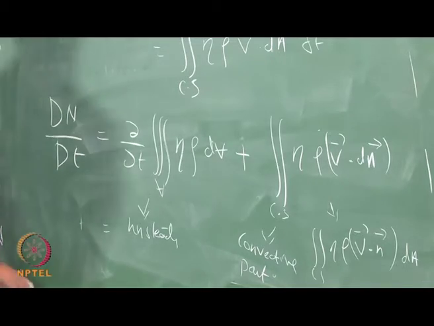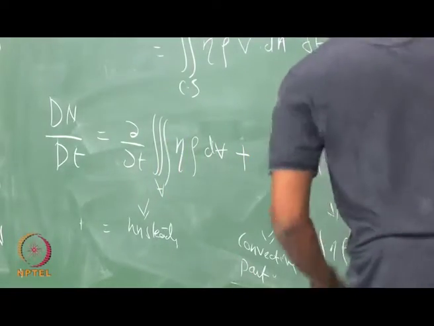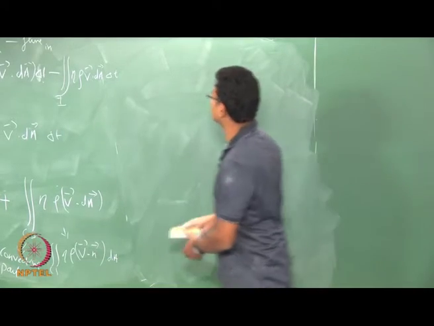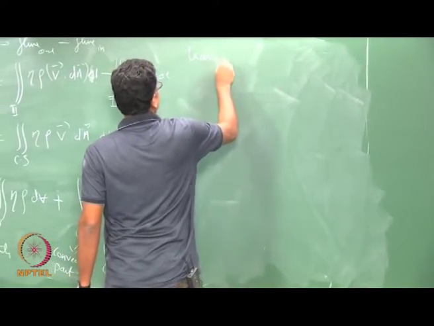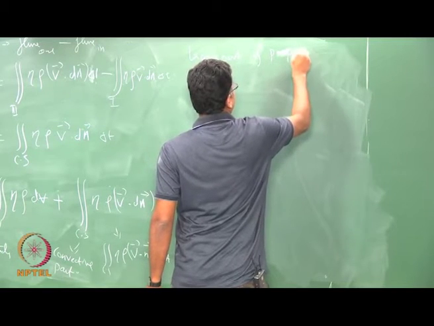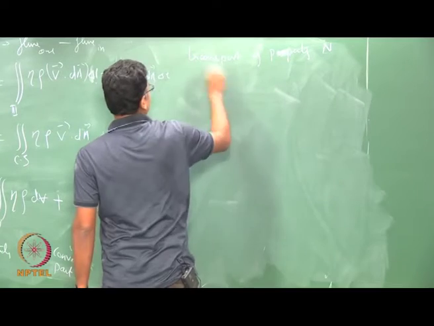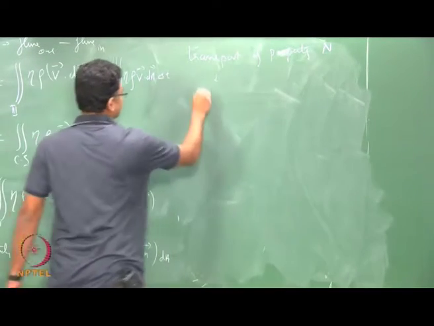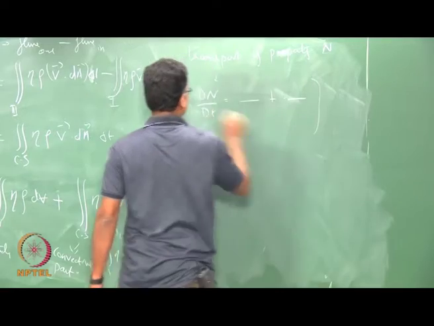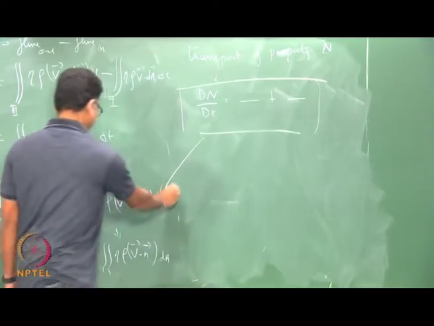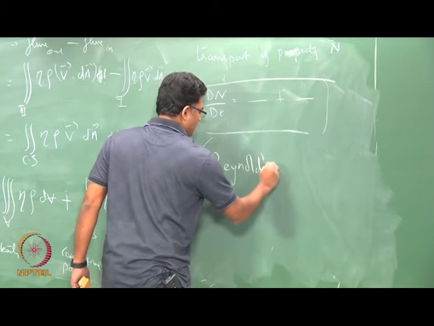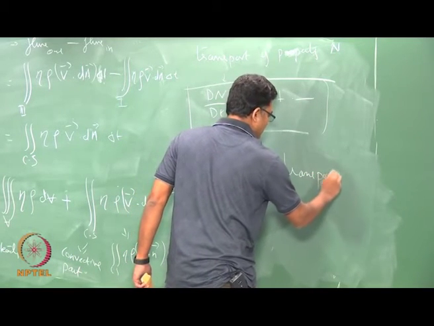Okay. And this equation is typically known as the Reynolds transport equation, because you are trying to find the transport of the property N. N is given by this equation, dN by dt equals these two terms. Okay. And this equation is the Reynolds transport equation.